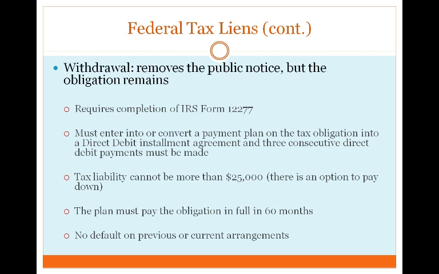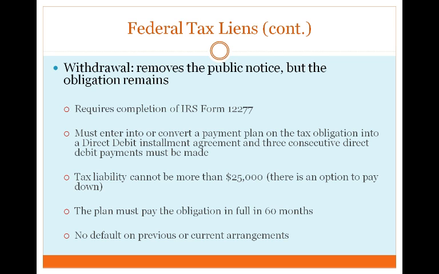So they need to enter into, or if they're already in a repayment plan, convert it to a direct debit installment agreement. When we've done these for clients in the past, we've been able to get fairly reasonable payment plans. And once 3 consecutive direct debit payments are made, you can basically put in this form so that they can remove the lien. The tax liability cannot be more than $25,000. There is an option to pay down, so if your client owes a little bit more and they do have the means to pay down their total tax liability, that is an option.